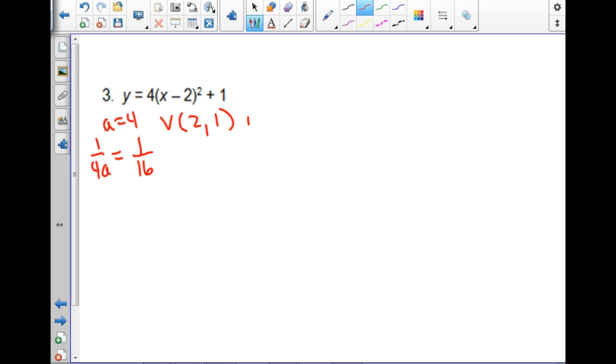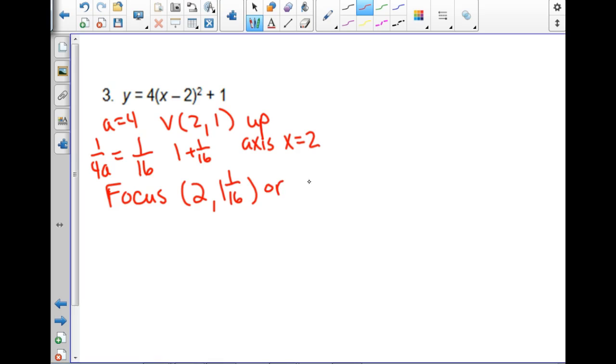All right, this would open up, and the axis of symmetry would be x equals 2. Okay, now let's find the focus. Our focus will be 2, comma, something. We take k, which is 1, plus a 16th. So it's 1 and 1/16, or if you use the calculator, it'd say 17/16. Okay, the directrix, y equals 1 minus a 16th would be 15/16.